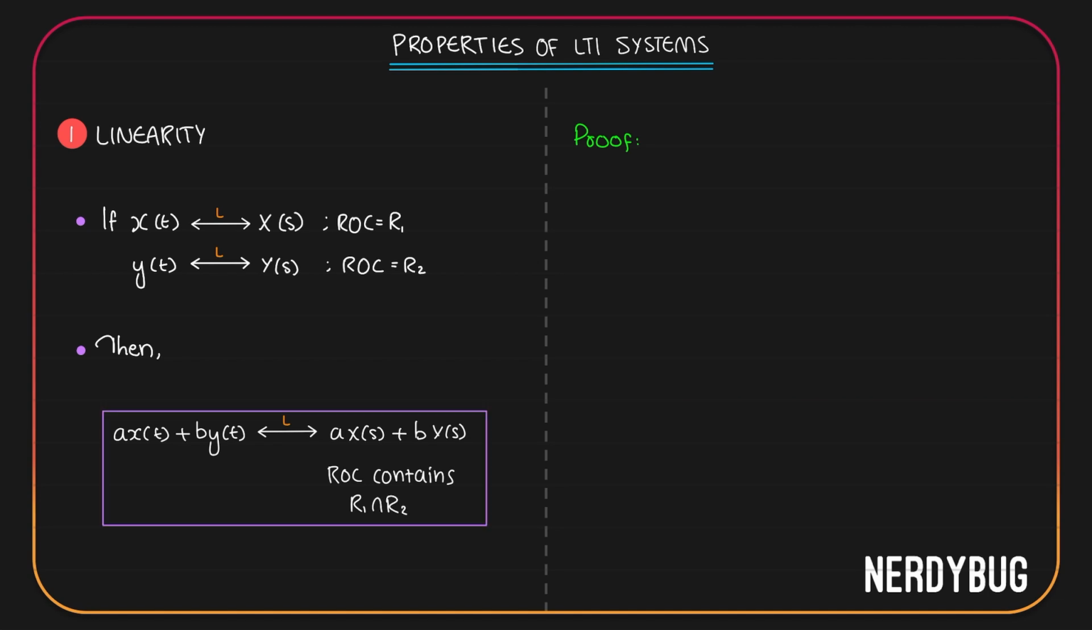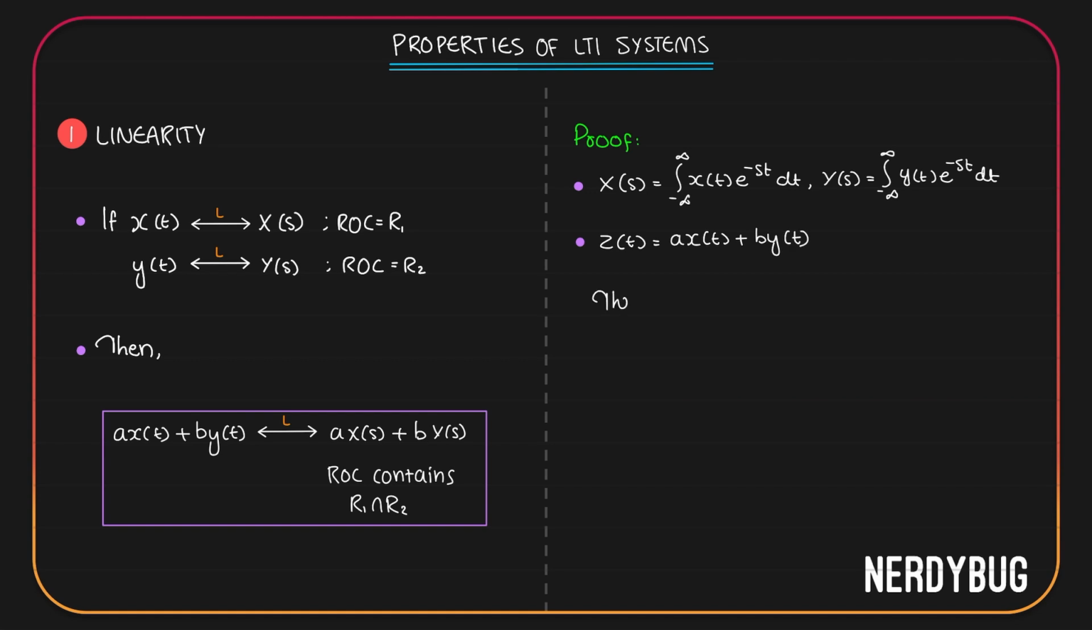Let us try to prove this. Laplace transform of x of t, x of s will be equal to integral from minus infinity to infinity x of t e raised to minus st dt. Similarly, y of s is going to be integral from minus infinity to infinity y of t e raised to minus st dt. Consider a signal z of t, which is a linear combination of x of t and y of t. It is ax of t plus by of t. Then we can find the Laplace transform of z of t.